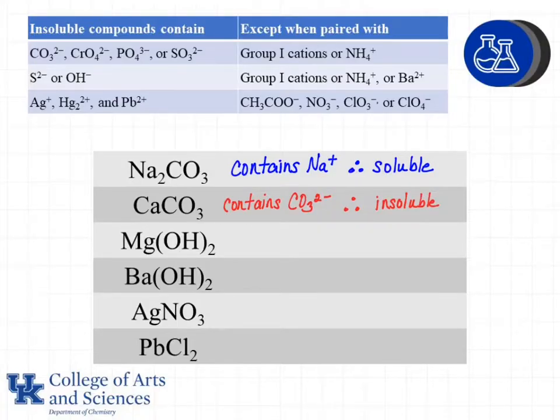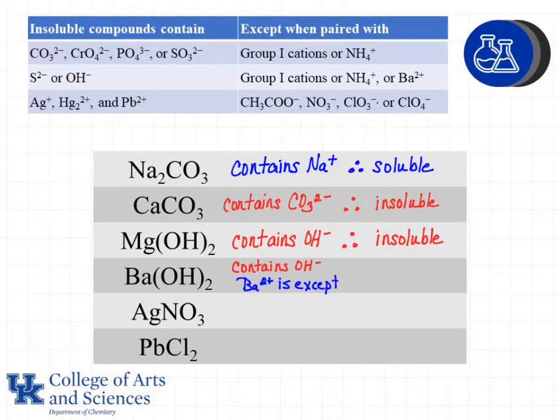Mg(OH)2, or magnesium hydroxide, is next. Hydroxides are generally insoluble, but there are some exceptions, but magnesium is not one of them. Because it contains the hydroxide and magnesium is not an exception, this is going to be an insoluble compound. Barium hydroxide also contains OH-, which generally indicates an insoluble compound. However, barium 2+ is an exception, so when hydroxide is paired with barium, it's going to be a soluble compound because it is an exception to the insolubility rule.